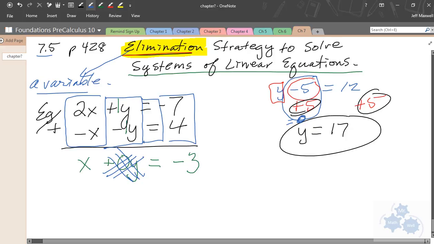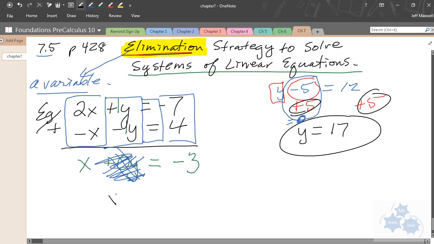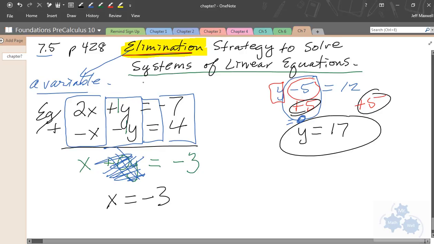So in the elimination strategy, and notice now that this is gone, what does this equation actually equal? It's x equals negative 3. And in the substitution strategy, do you remember how we tried to solve for one of the variables first? So this is just another way to solve for one of the variables first. So let's just write this down. Let's summarize what we've got here so far, okay? Just write some notes down here at the bottom.